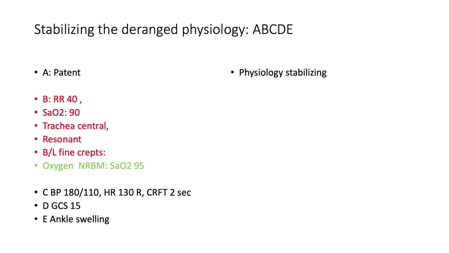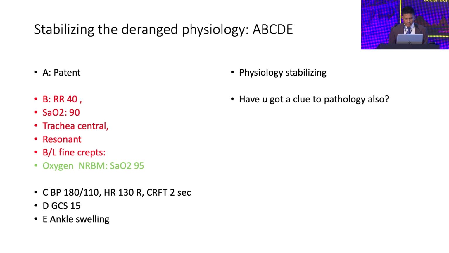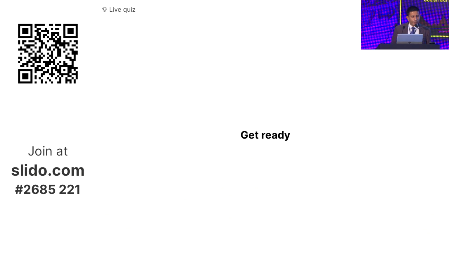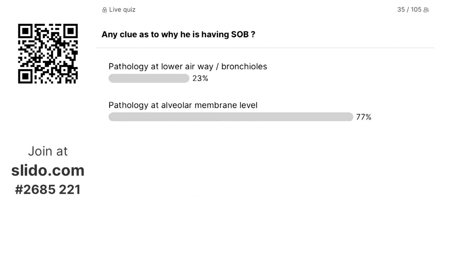Okay? Now, have you got any clue towards the pathology also by doing ABCD? So that is the next question. Any clue as to why he is having SOB? Pathology at a lower airway level or at the alveolar membrane? Please answer. Very good. It's at the alveolar membrane level. No? The clue was the crepitations. Crepitation denotes a pathology at alveolar level. So that's how you need to process this.